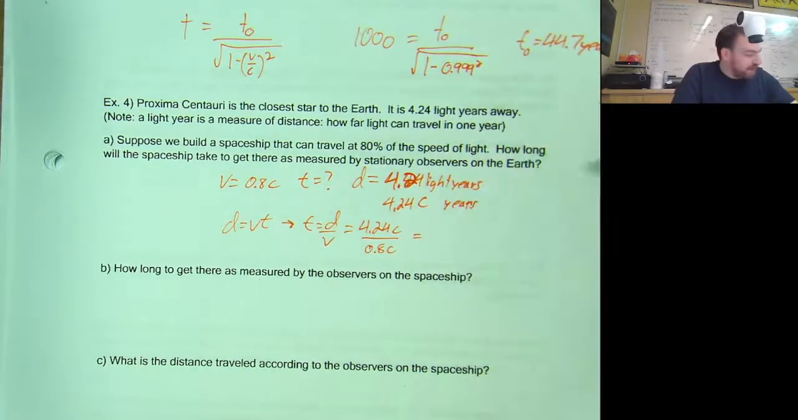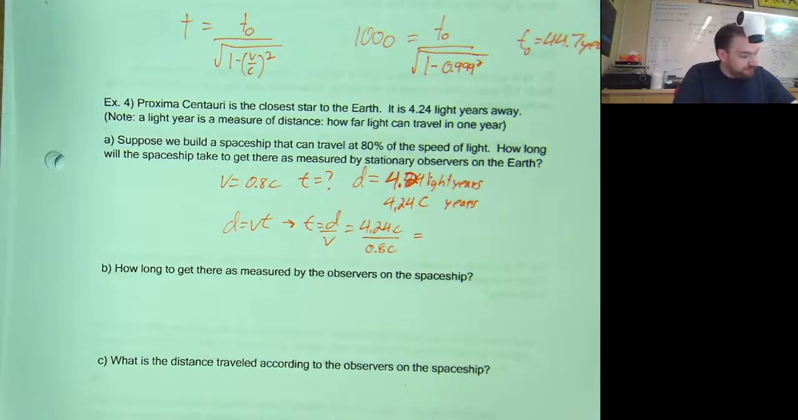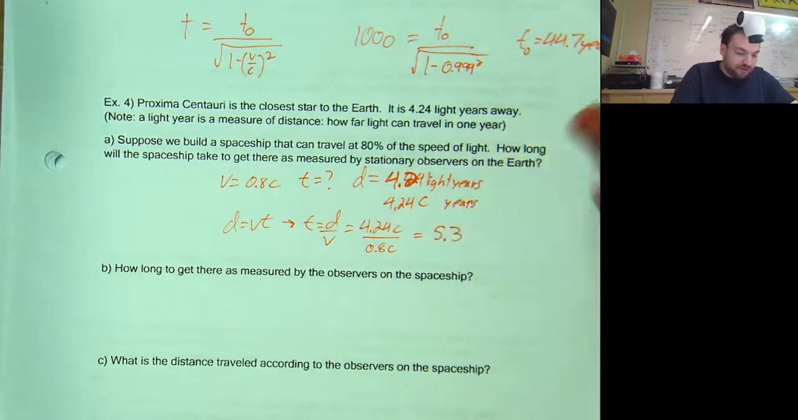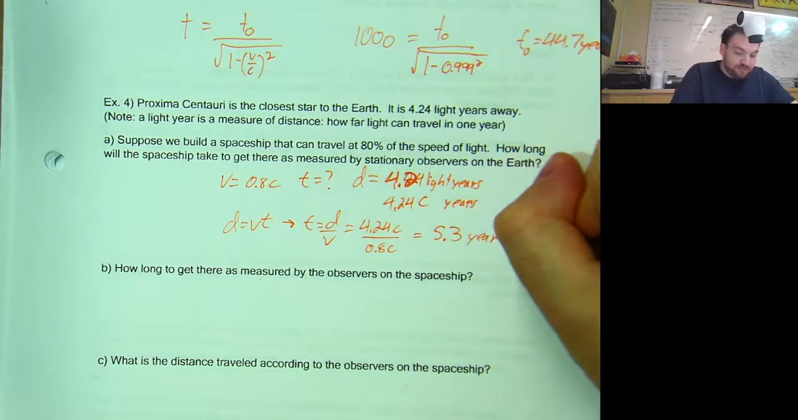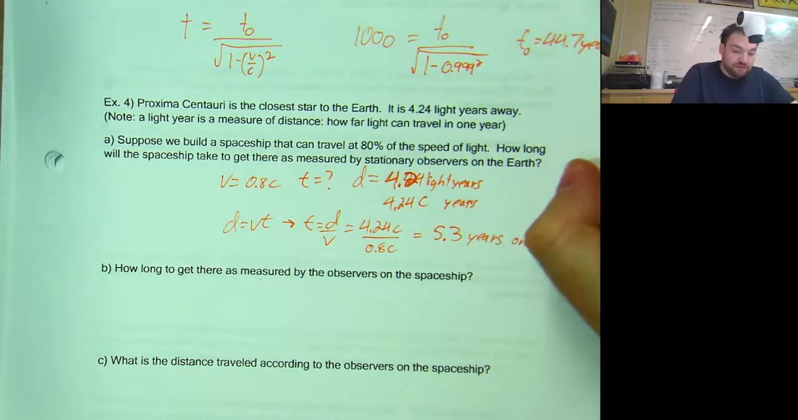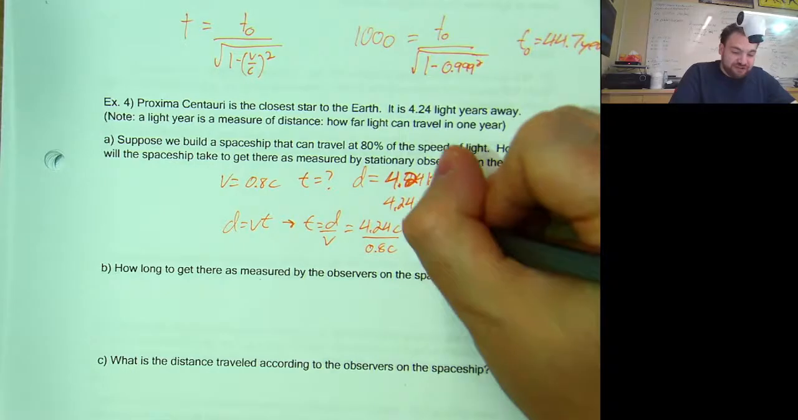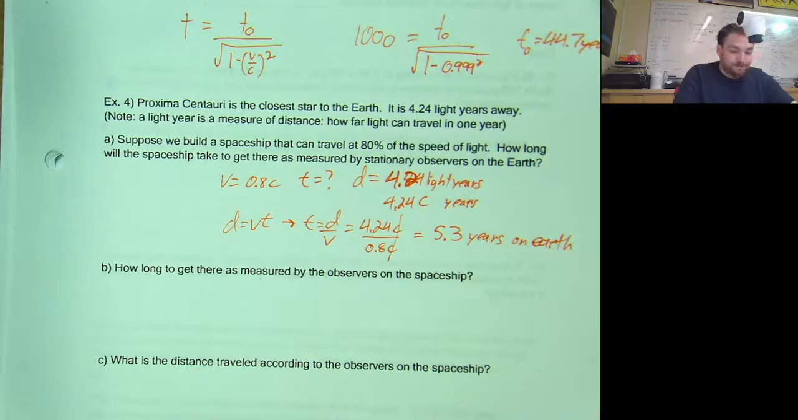How much time has passed on Earth? 5.3 years on Earth. Because the c's are going to cancel. Yep. How long does it take to get there as measured by observers on the spaceship?